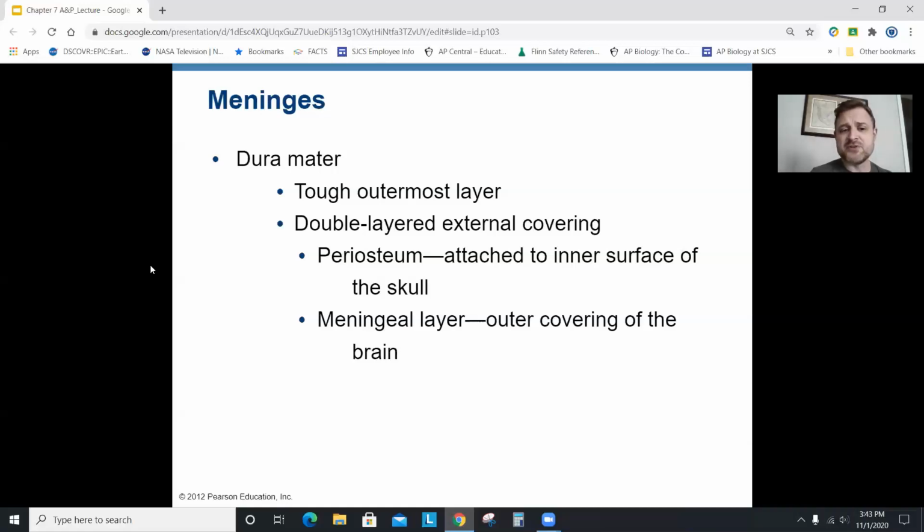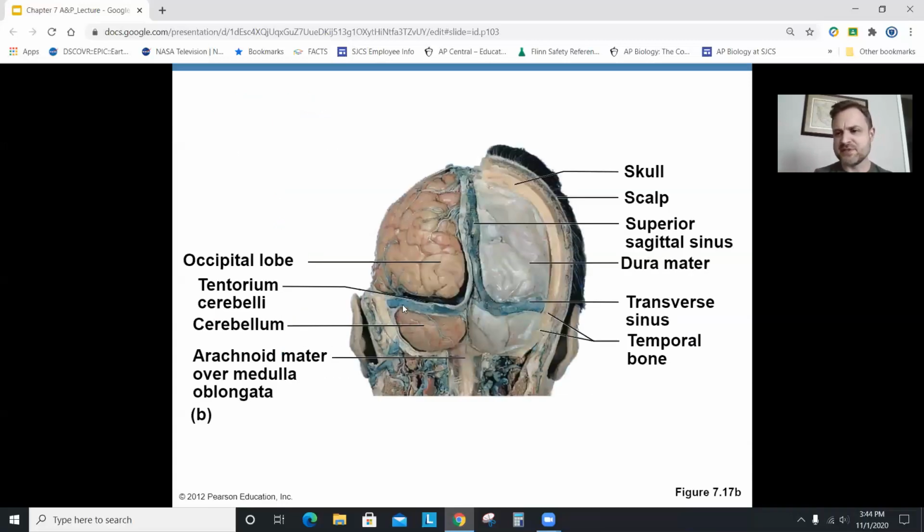The outermost is called the dura mater. The word means tough mother in Latin. It's a double layered membrane, like we saw this theme a lot in chapter 3. The periosteum is the layer that attaches to the inside of your skull, and the meningeal layer actually makes contact with your brain. If you look, I'm going to skip ahead for a second. This sort of grayish area here is called dura mater, and again, it touches the inside of your skull.